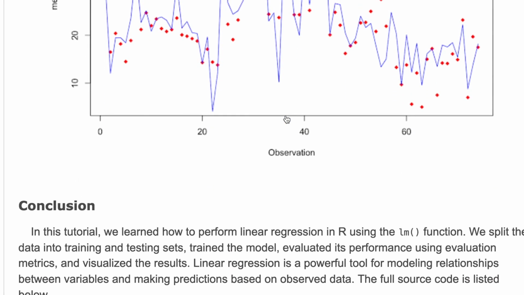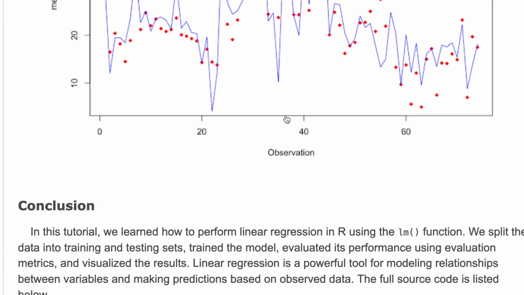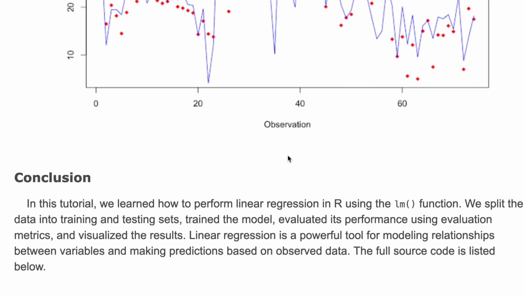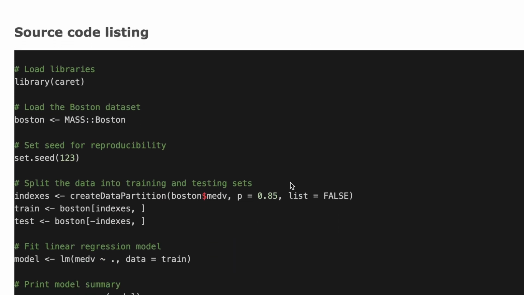That's it for this tutorial. In this tutorial we learned how to perform linear regression in R using the lm function. We split the data into training and testing sets, trained the model, evaluated the performance using evaluation metrics, and visualized the results. Linear regression is a powerful tool for modeling the relationship between variables and making predictions based on observed data. And here is the source code.